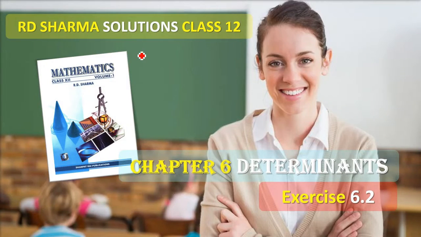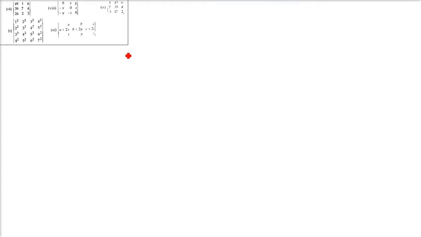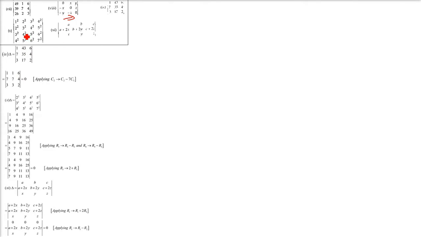This is R.D. Sharma solution, class 12, chapter 6, Determinants, exercise 6.2. We have already done this type of question, and I told you that we'll do the 10th and 11th. So we'll do the 10th one.